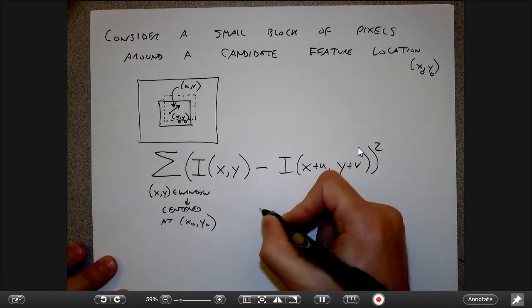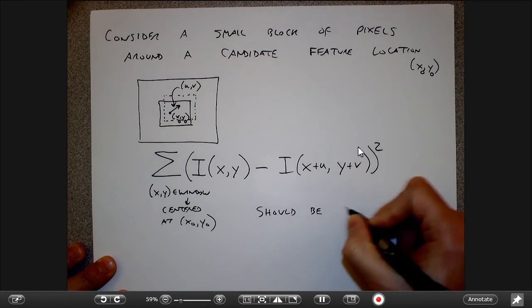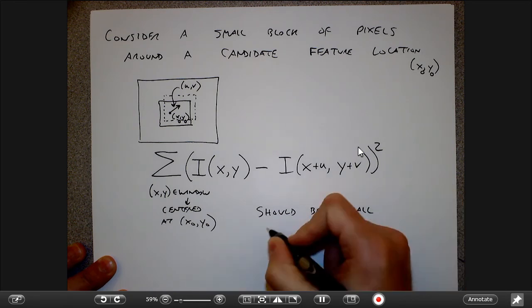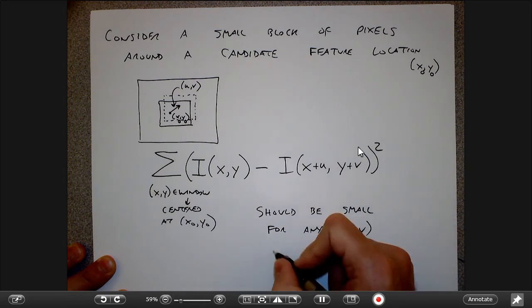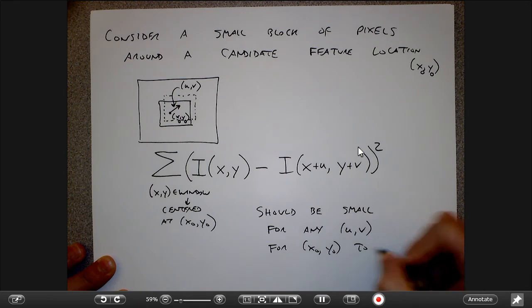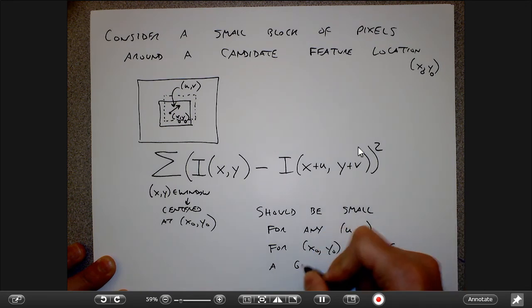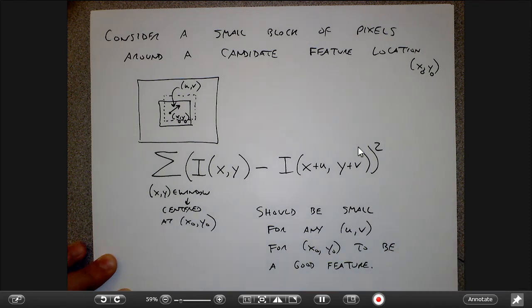So basically, this should be small for any u, v for this x0, y0 to be a good feature. That's like saying that locally, I shouldn't be able to push that block in any direction and get a low value of this measure.